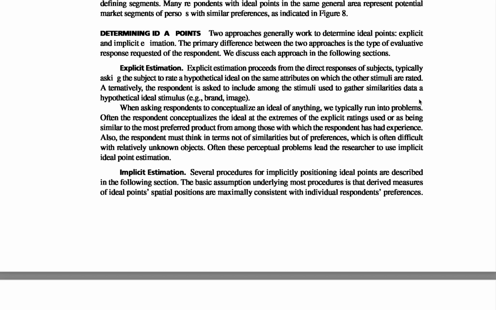When asking the respondent about conceptual ideals, we typically run into a problem. Often the respondent's conceptual ideals are at the extreme of the explicit rating, being similar to the most preferred product among those which the respondent has experienced. Also, the respondent must link similarities to preferences, which is difficult with relatively unknown objects. This perceptual problem has led researchers to implicit ideal point estimation.